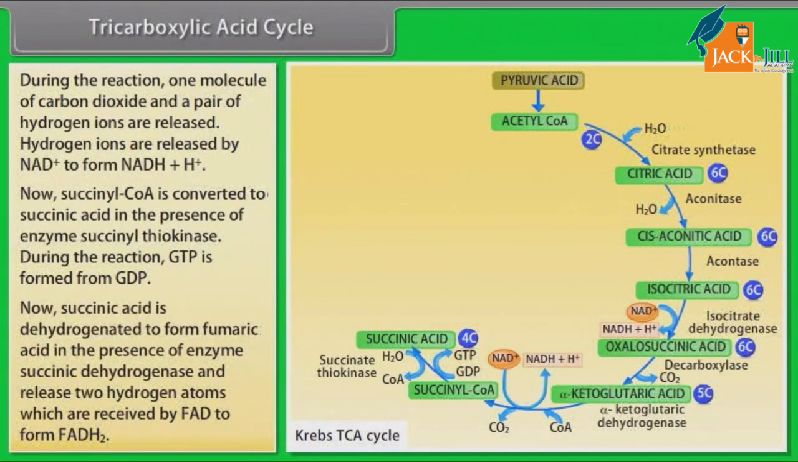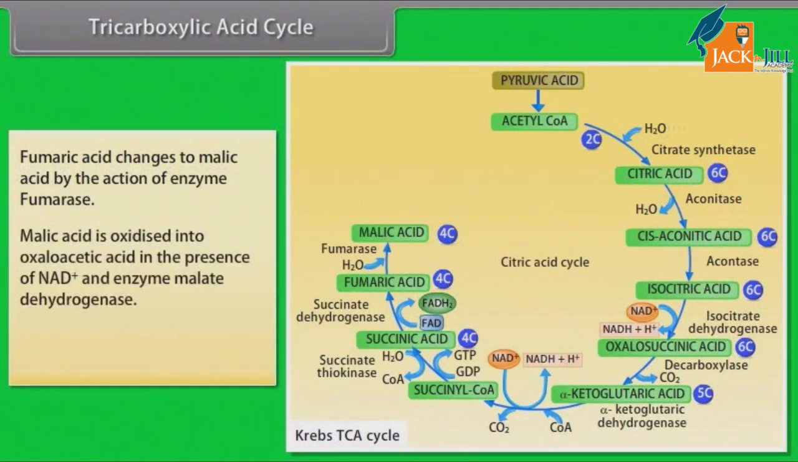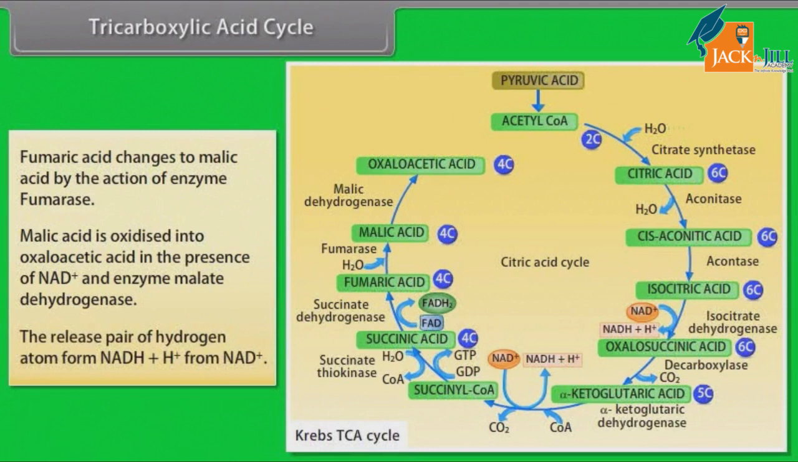Now succinic acid is dehydrogenated to form fumaric acid in the presence of enzyme succinic dehydrogenase and releases two hydrogen atoms which are received by FAD to form FADH2. Fumaric acid changes to malic acid by the action of enzyme fumarase. Malic acid is oxidized into oxaloacetic acid in the presence of NAD+ and the enzyme malate dehydrogenase. The released pair of hydrogen atoms forms NADH plus H+ from NAD+.